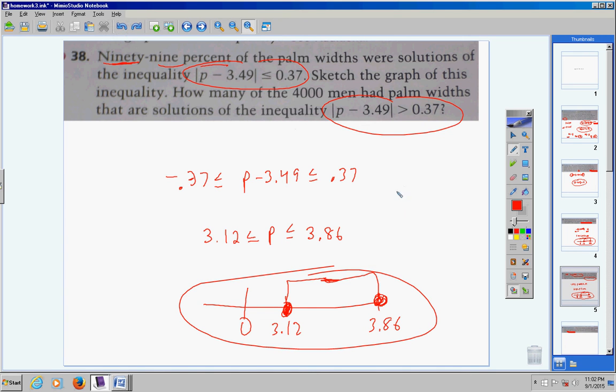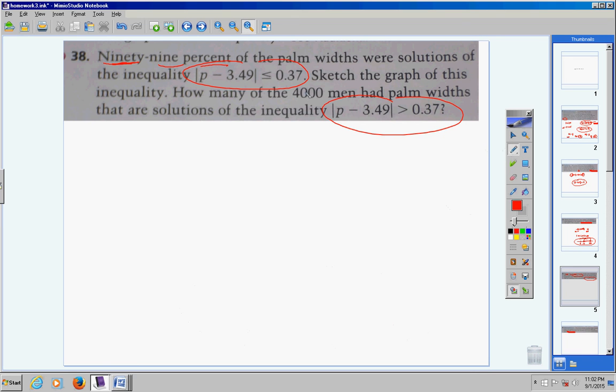Look, guys, if I told you I'd give you 25% of a paycheck that I had, and let's say my paycheck was $3,000, if I gave you 25%, you would take 0.25 times 3,000. You guys should know that, and you would get $750, okay? Well, 99% of the 4,000 men satisfy this. So when it says how many, just take 4,000 times 99%, and you will get 3,960. So 3,960 of the men fell within this region right here.